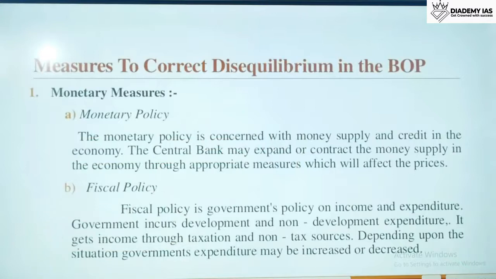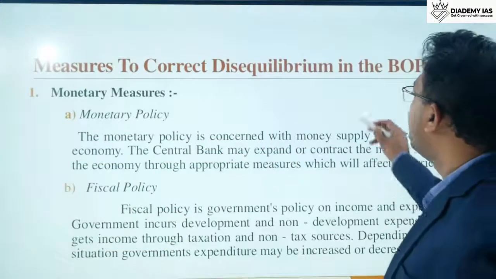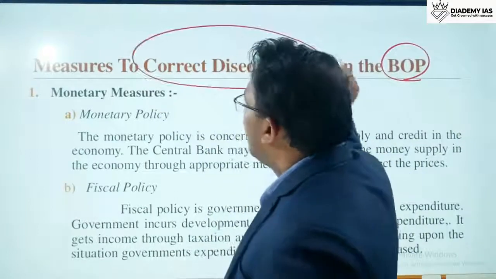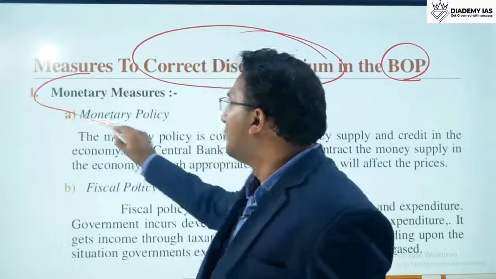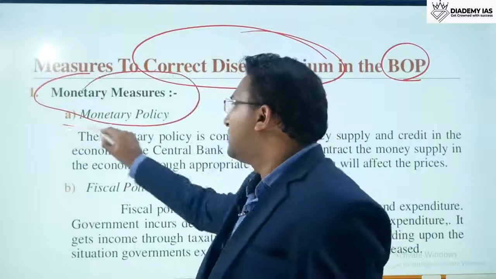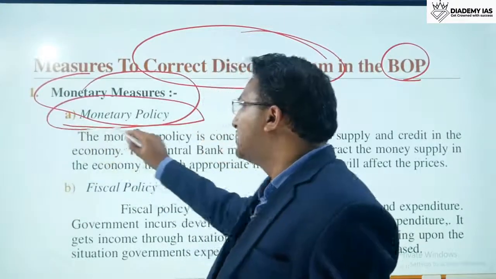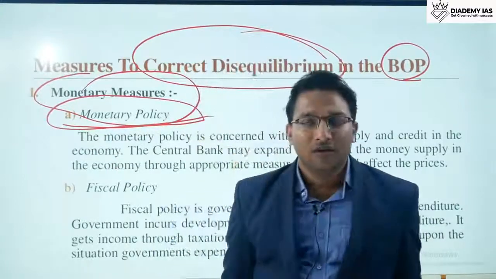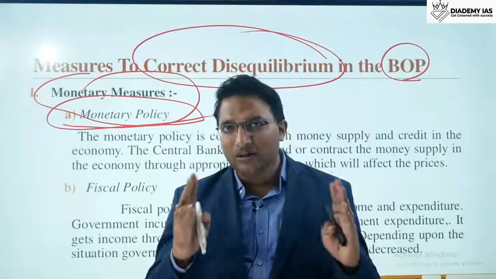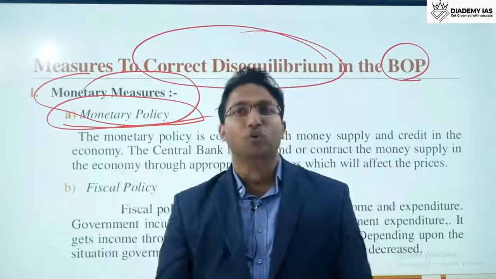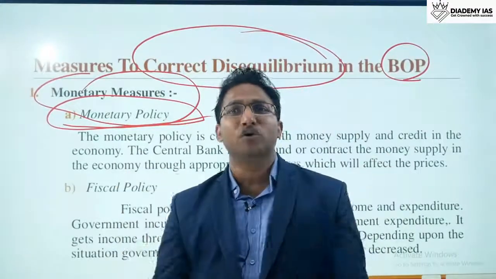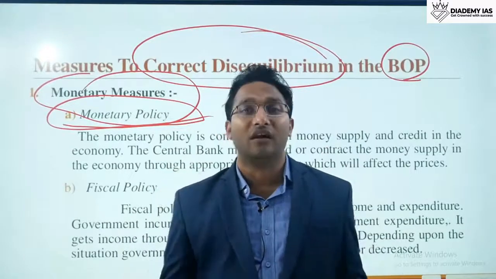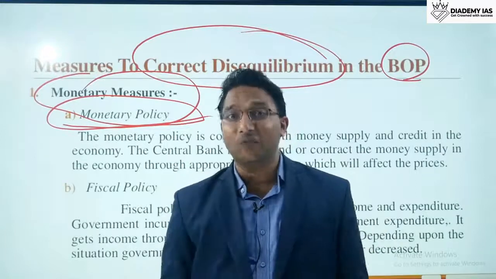Now, what can be the measures to control the disequilibrium of the BOP? How we can control the BOP deficit? First of all, what are the monetary measures? In the monetary measure, first is the monetary policy. How this monetary policy can impact? So basically, if we want to increase the export, one way is to reduce the prices of goods. How can the prices of goods be reduced? To decrease the prices, we have to basically control the inflation level. The inflation level can be controlled by the RBI.